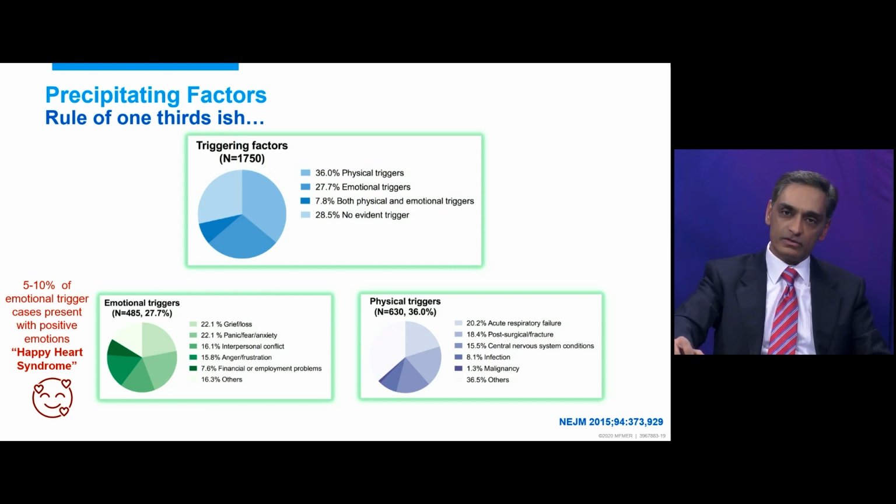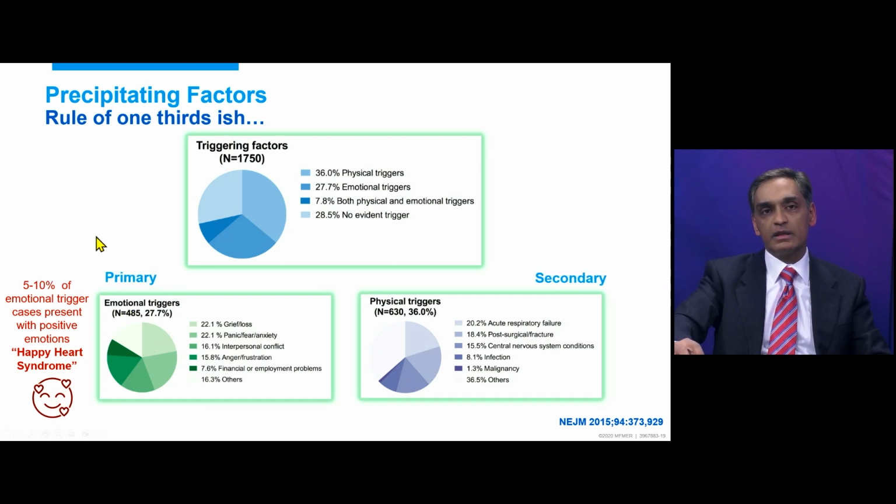In terms of physical triggers, by far the commonest trigger, I would say, is COPD exacerbation. This has been repeatedly shown, perhaps because of the use of bronchodilators and the sympathetic response to the COPD. In terms of physical stresses that are non-medical, I would say orthopedic fractures and surgeries are by far the commonest, but other things like malignancies and virtually anything you can think of, sepsis on ICUs, can be triggers.